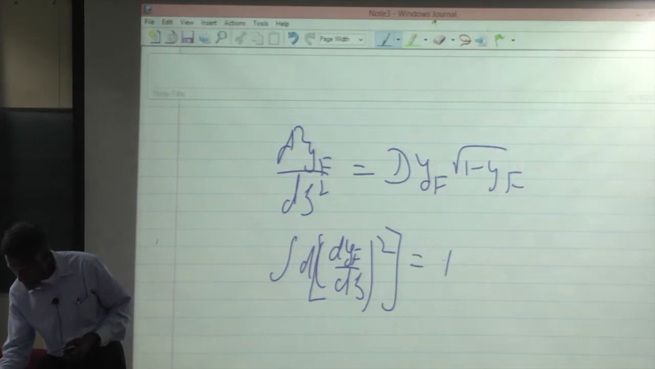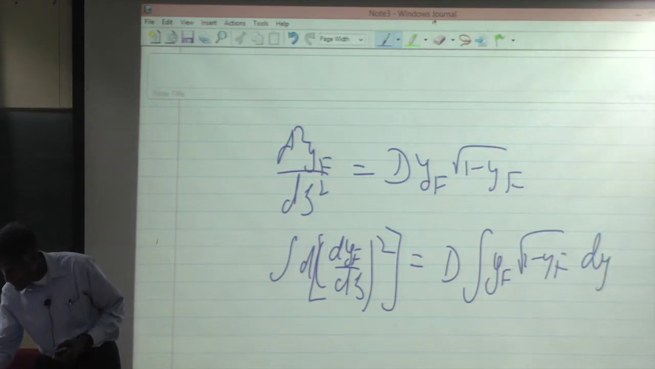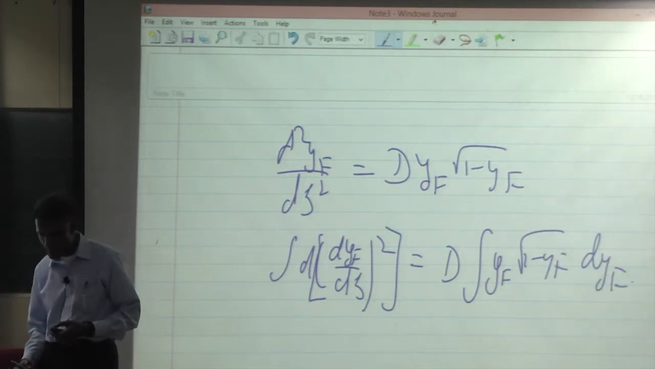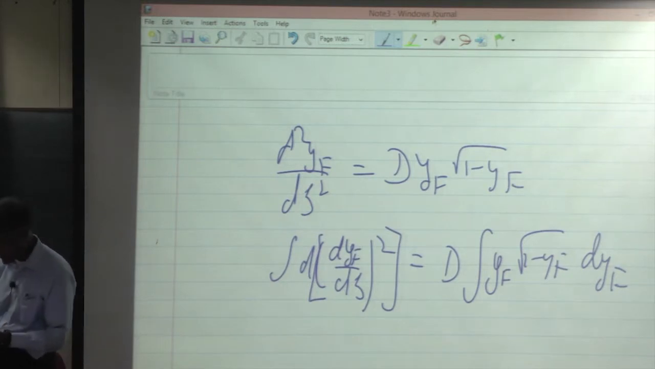Equals the integral of yF times the square root of 1 minus yF, dyF. Okay, that's the integral. So now you can see that you can put limits for this integral. If you look at this, what are the limits?